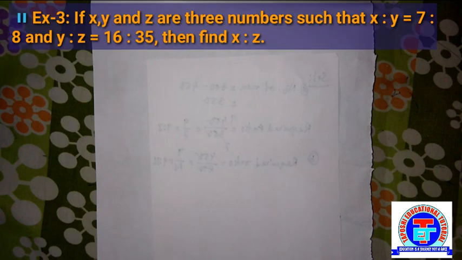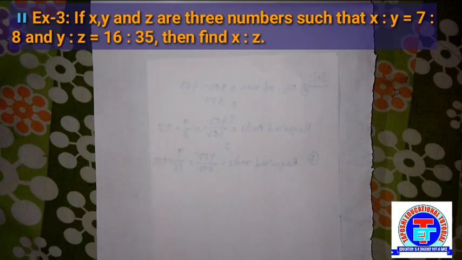Dear student, now number 3, another problem that we solve. If x, y and z are 3 numbers such that x is to y is equal to 7 is to 8 and y is to z is equal to 16 is to 35, then find x is to z. So how to solve this problem?